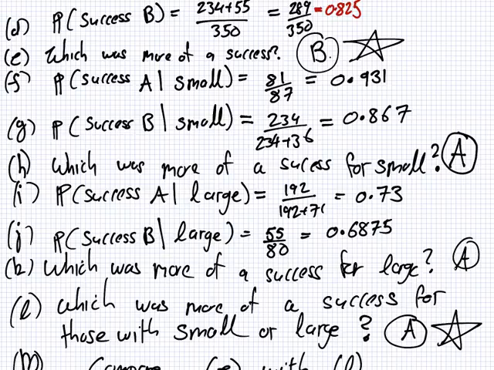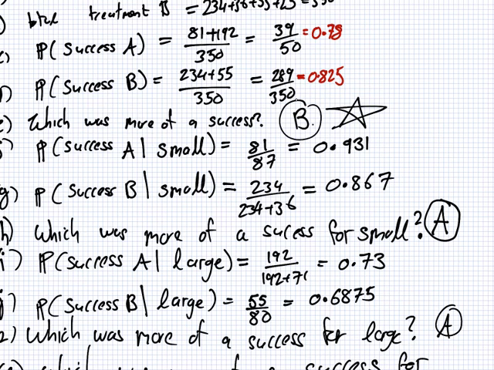Everybody has either small or large kidney stones, which means if you have a small kidney stone, you should get treatment A. If you have a large kidney stone, you should get treatment A. Everybody has a small or a large stone, so that means everybody should get treatment A, which means A is more successful, which is exactly the opposite of what we said earlier when we looked at them all together. We said B was more successful.